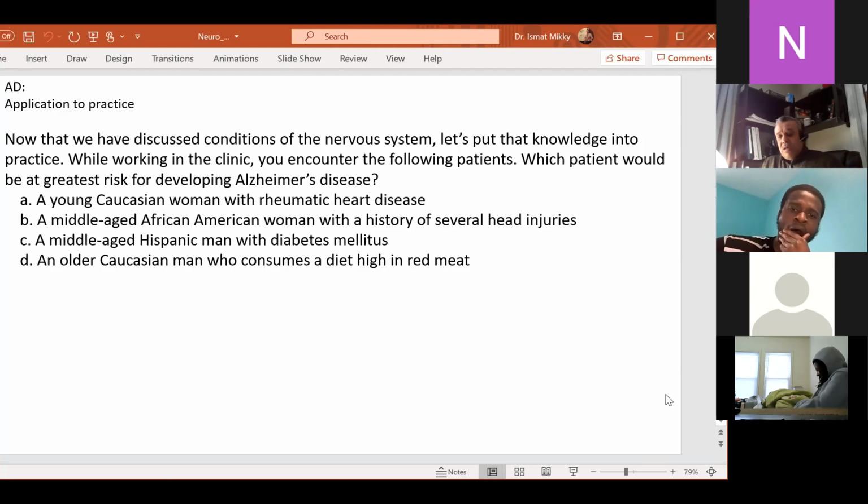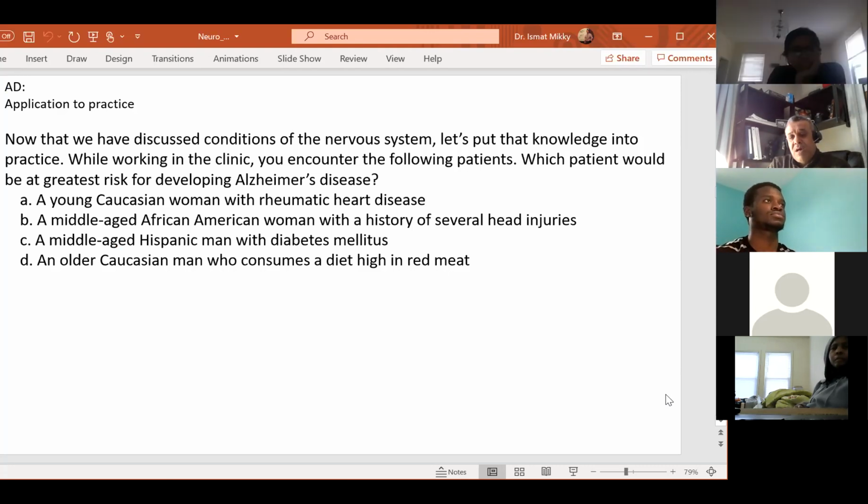Okay, so this question looks at the risk factors for Alzheimer's disease. So what would be a greater risk? Is it in the males or females for Alzheimer's disease? The females? Females are at higher risk to get Alzheimer's disease. Right.